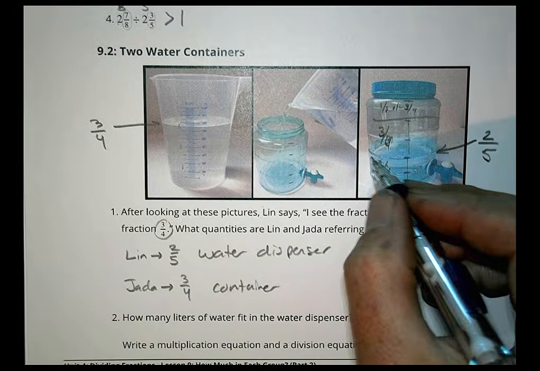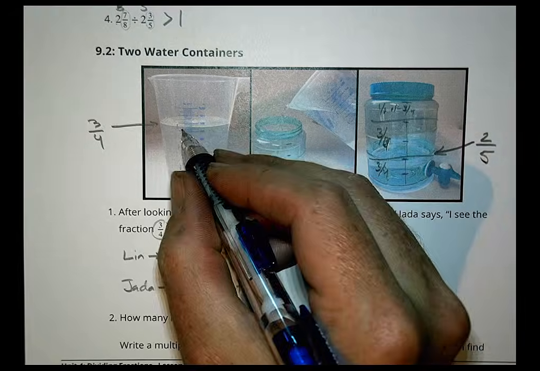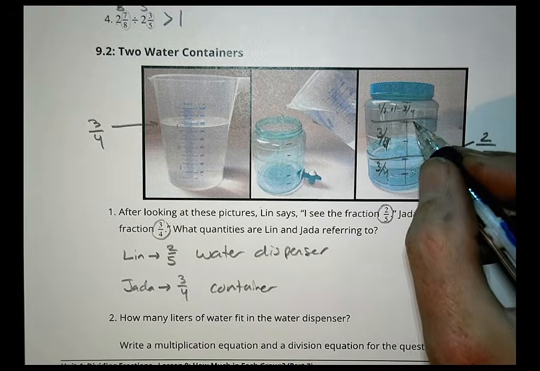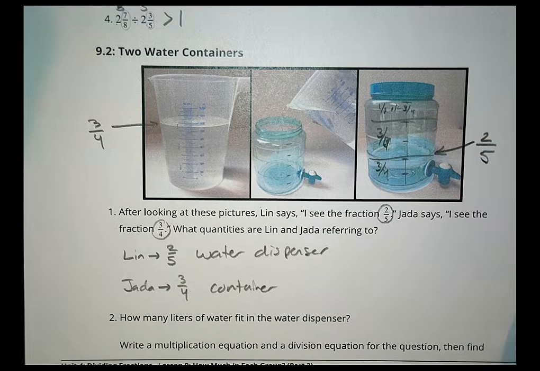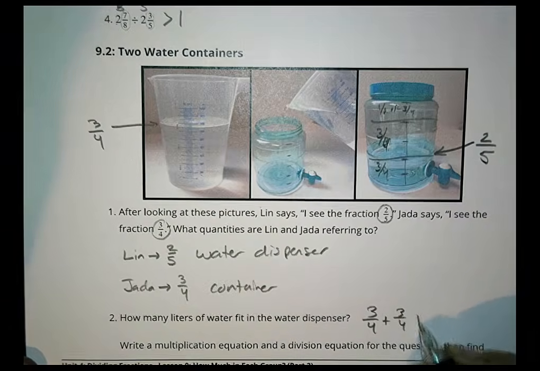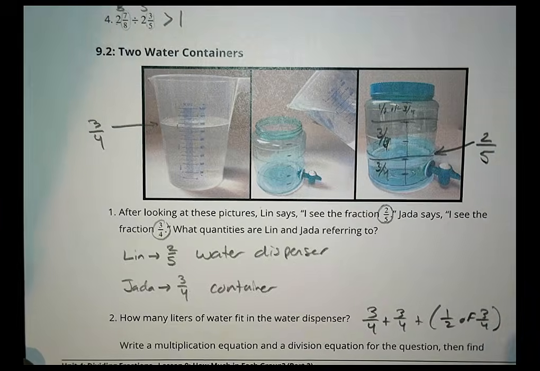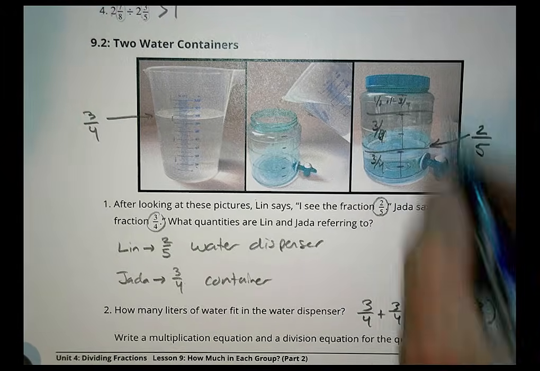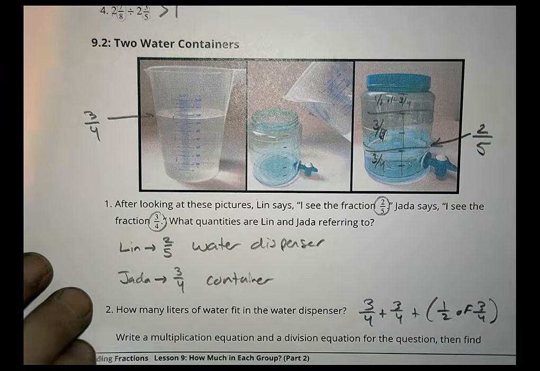If we were to think about it in terms of addition, this is 3/4 of a liter based upon this picture. We would do another 3/4, and then I want half of 3/4 to get there. That's the idea. I'm really doing a 3/4 plus a 3/4 plus half of a 3/4 in order to find out how much water would fit in the entire container. All right, that's the goal. So write a multiplication problem and a division problem to help you figure that out.